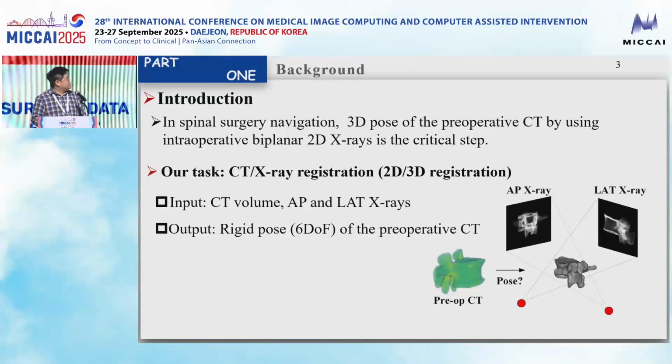We know that in spinal surgery navigation, estimating the 3D pose of the preoperative CT by using intraoperative biplanar 2D X-rays is the critical step. During robot-assisted spinal surgery, CT-to-X-ray registration must be highly precise, within 2 millimeters, and fast, almost 3 seconds. Our task is to register preoperative CT to intraoperative X-ray. Usually we have 2 views, the AP view and the LAT view.